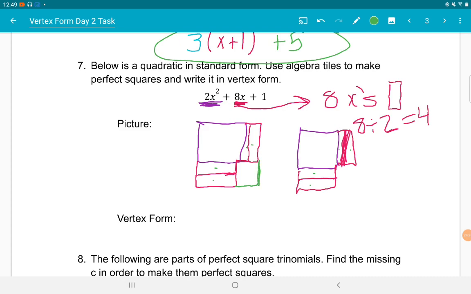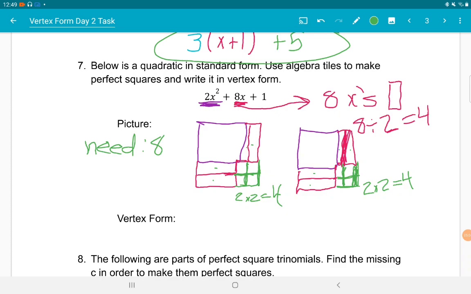Now let's figure out how many we need to fill in these corners to make perfect squares, right? Well, if we draw in our lines, it is just going to be 2 by 2 would be 4 to fill in my corner, right? And same thing for this one. It's going to be 2 by 2 would be 4 to fill in the corner, okay? So in total on this one, I need 8 to fill in the corner.